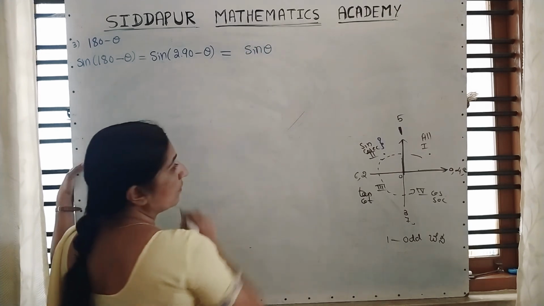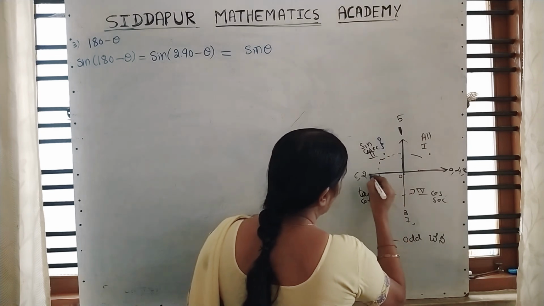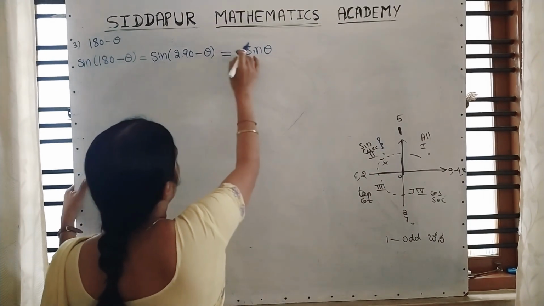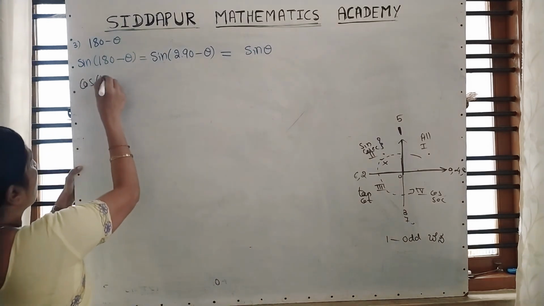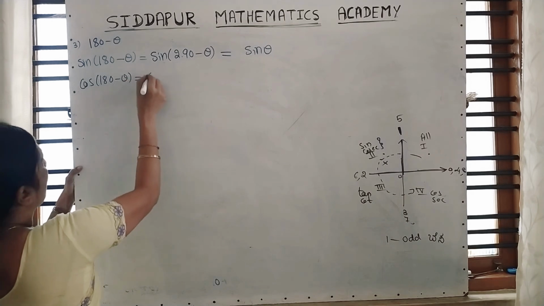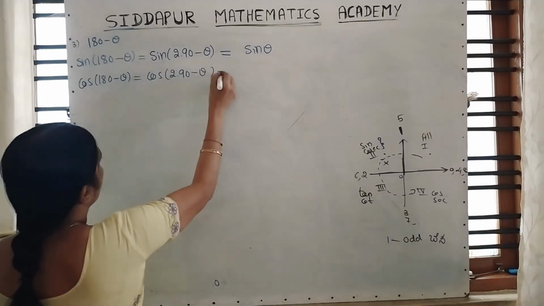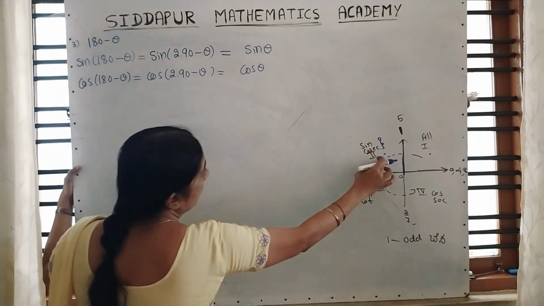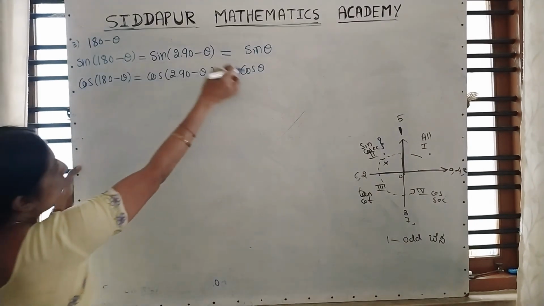Your answer is sin. Where does it come? This is the line 2 into 90, minus means second quadrant. In the second quadrant sin is positive, so your answer is positive. Cos 180 minus theta is cos 2 into 90 minus theta. 2 is even, cos remains cos. It comes in the second quadrant, where cos is negative. So the answer is negative.